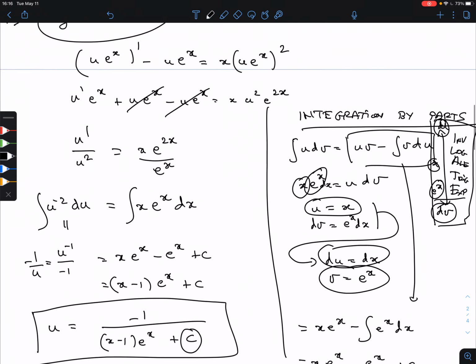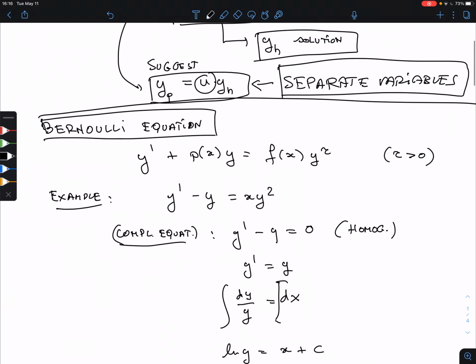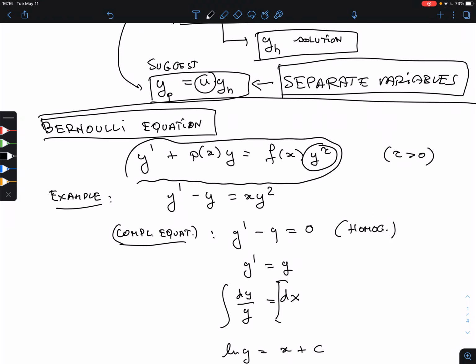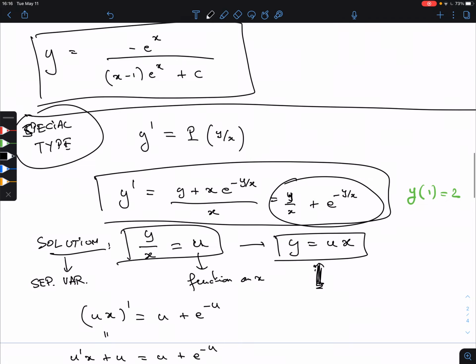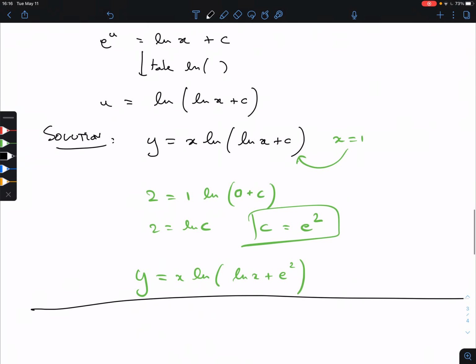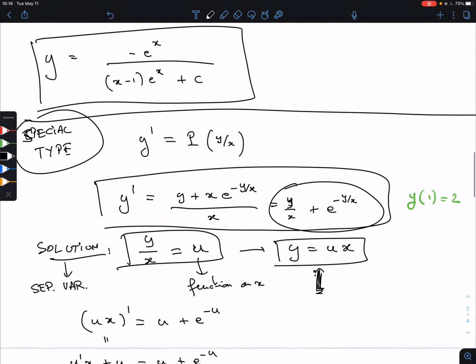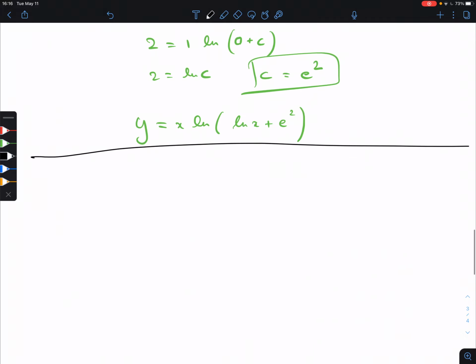So we had the Bernoulli. What was Bernoulli? Well, Bernoulli looked very much similar to a linear equation, except we had an extra power of y here. But nothing more complicated than that. Then we have this special type, where everything can be written in terms of y over x. Now, this might not always be obvious. It was not already obvious in this case, but it's even perhaps less obvious in the following one.